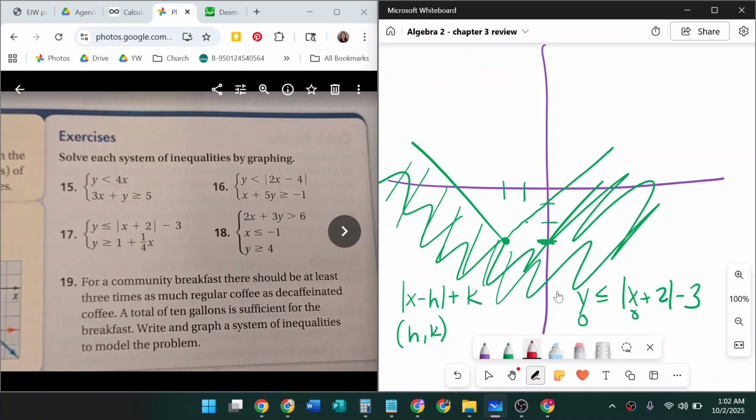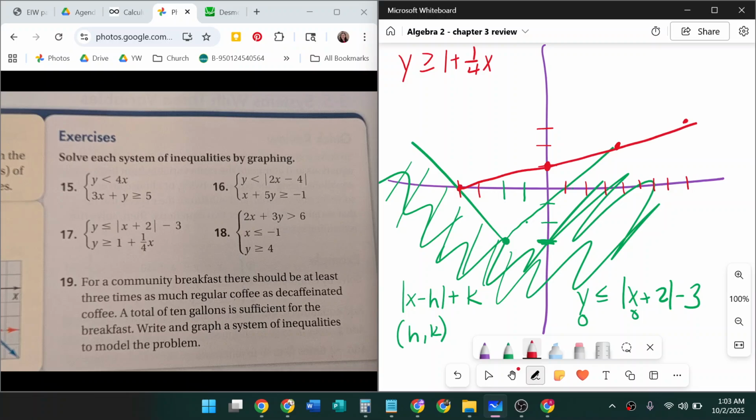All right, and then the other part of 17 was y is greater than or equal to 1 plus 1/4 x. We can rearrange that in our head to see that 1 is our y-intercept, and our slope is 1/4, which means we rise 1 and run 4. Rise 1, run 4, fall 1, go backwards 4. I'm not sure if this points exactly where it needs to be. Oh, wow, yeah. Okay, and I made them both solid because they have the equals underneath.